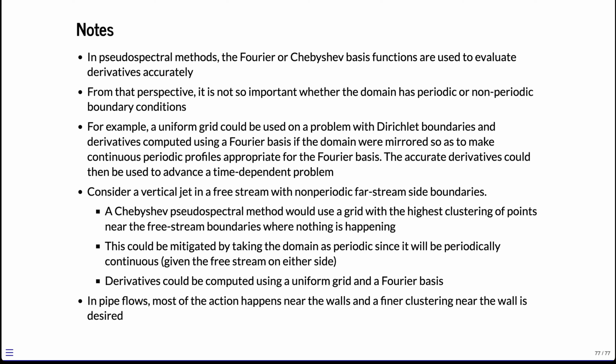A Chebyshev pseudospectral method would use a grid for that same problem, like a vertical free jet, with the highest clustering of points near the free stream boundaries where nothing is happening. So that's not great. In contrast, with pipe flows, most of the action happens near the walls, and so a finer clustering near the walls makes a lot of sense.